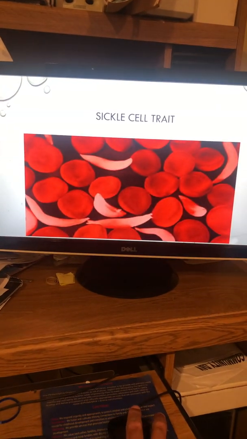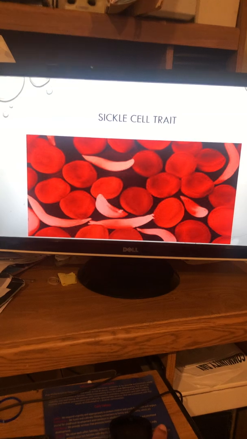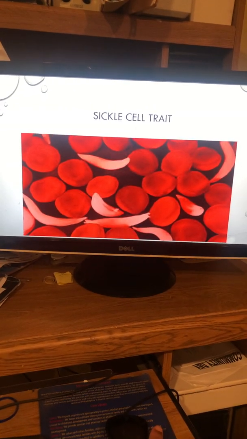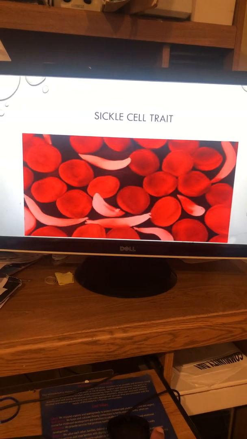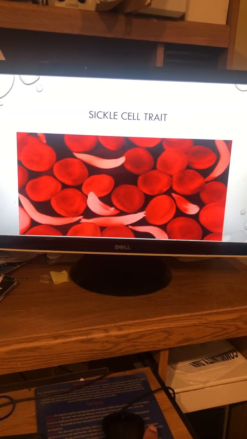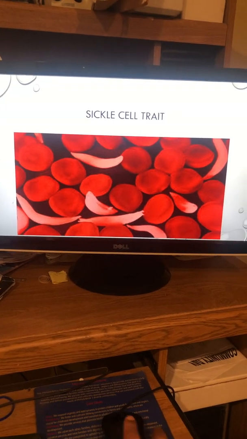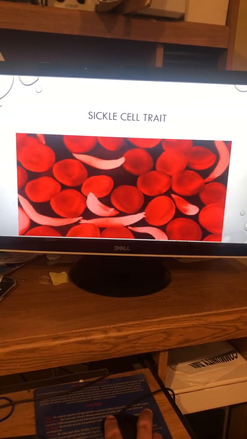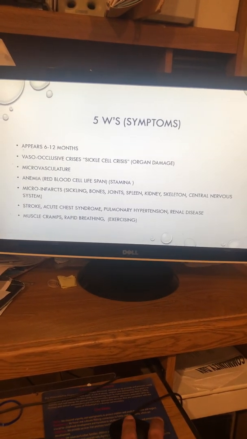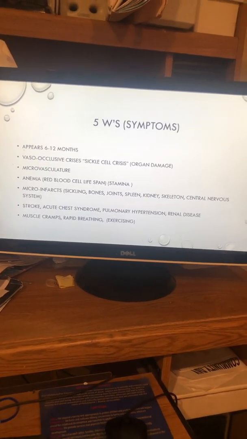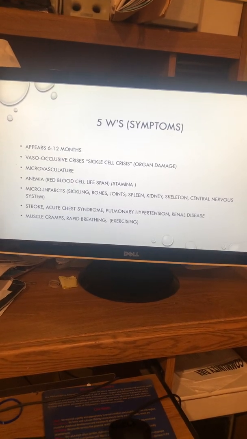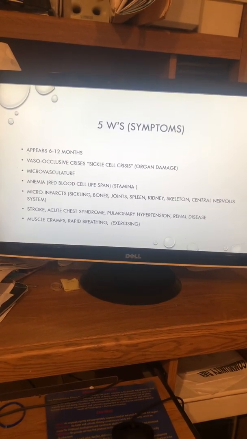As you can see through the picture, you have the red blood cells that look full and circular, and then you have these banana, half-cut, balloon-looking cells, which actually represent the sickle shape of the cell. I'm going to show you in a little bit why that is a problem. Those who suffer from sickle cell usually show signs after 6 to 12 months of being born.